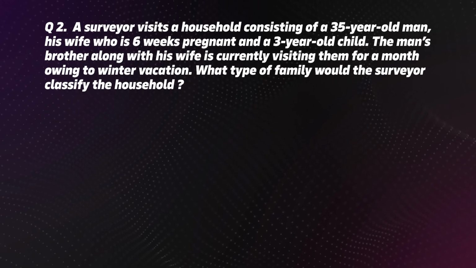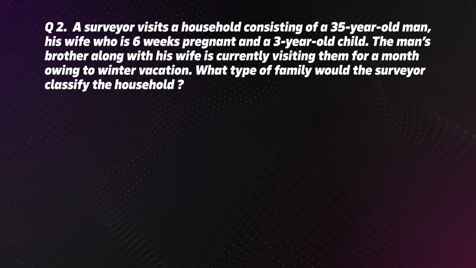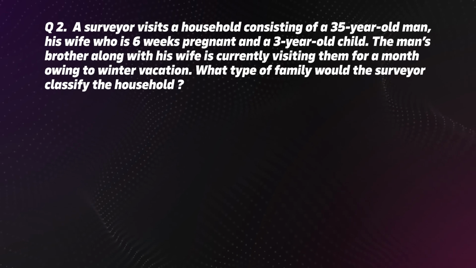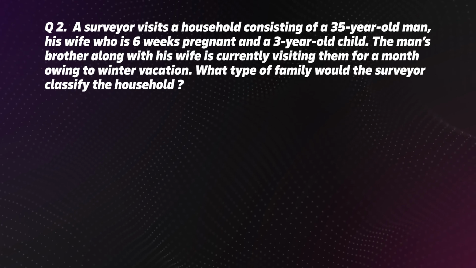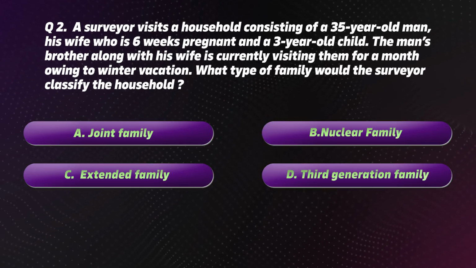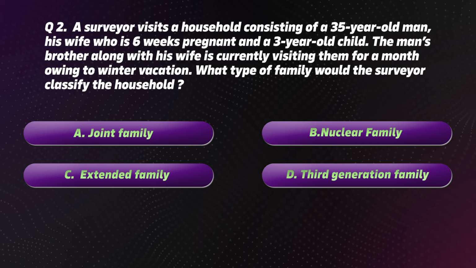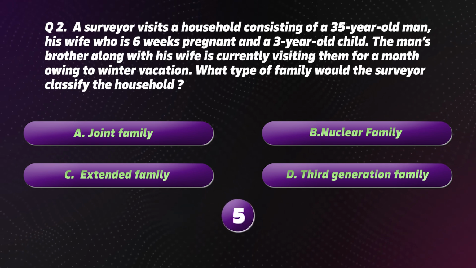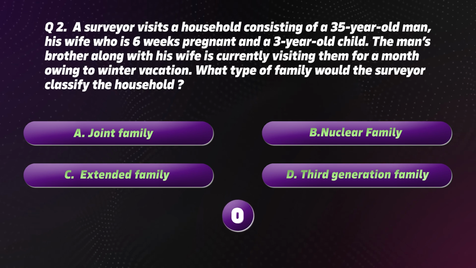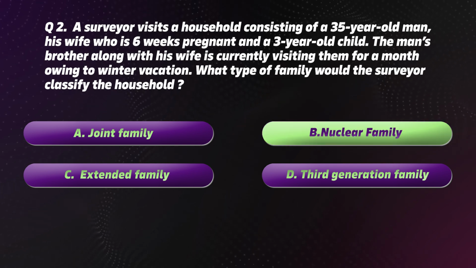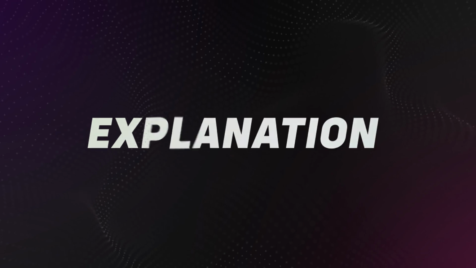The man's brother, along with his wife, is currently visiting them for a month owing to winter vacation. What type of family would the surveyor classify the household? Here are the options. A. Joint family. B. Nuclear family. C. Extended family. D. Third generation family. And the correct option is B. Nuclear family. Here is the explanation.